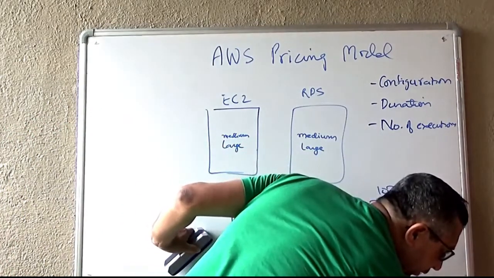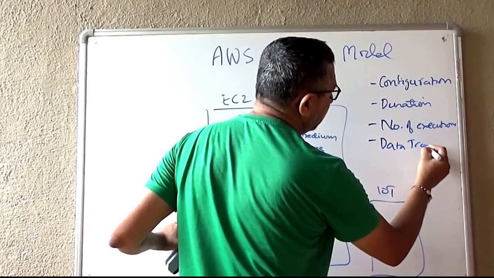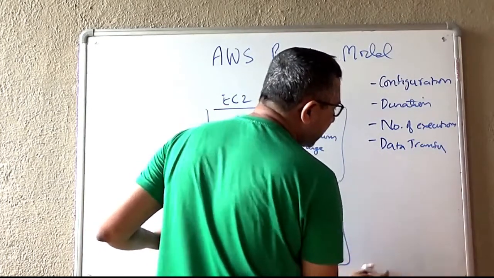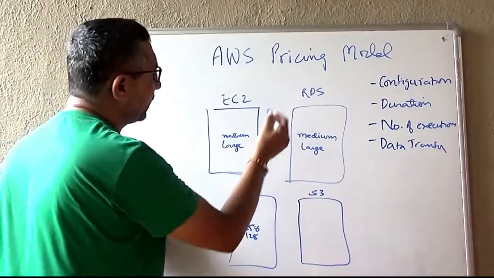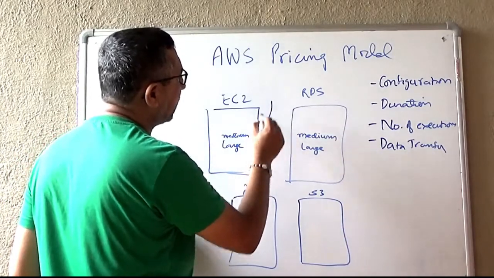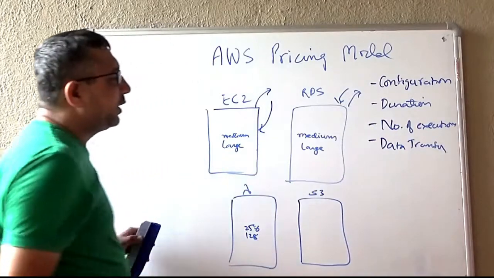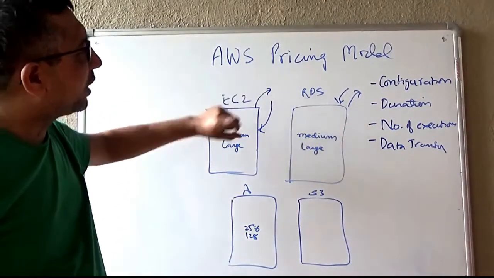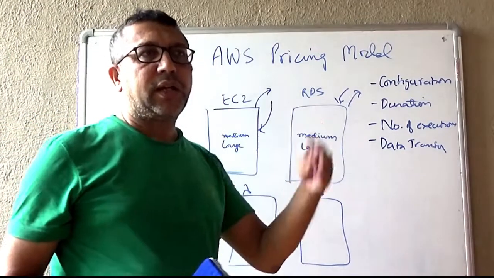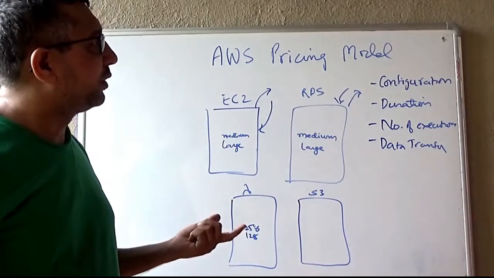Then, data transfer. So data transfer basically means how much data is going in and out. This is more important in the case of EC2 and RDS. So how much data is coming in and how much data is going out. Generally AWS doesn't charge us for the data coming in, but it charges for the data coming out, and it's usually in the unit of GBs. So that is another important thing that will drive your pricing.